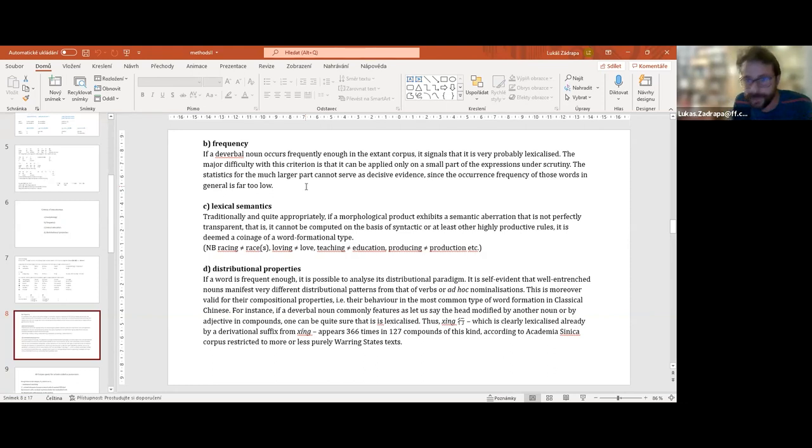It can be computed on the basis of syntactic productive rules. It is usually deemed a coinage of a word formational type. So of course, if our knowledge of syntax is not enough to interpret an expression, and there are other layers of meaning which are conventional and always present, then this is a kind of expression we simply have to learn by heart, that meaning. We cannot rely only on syntax.